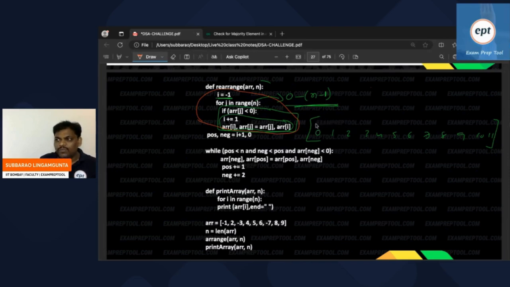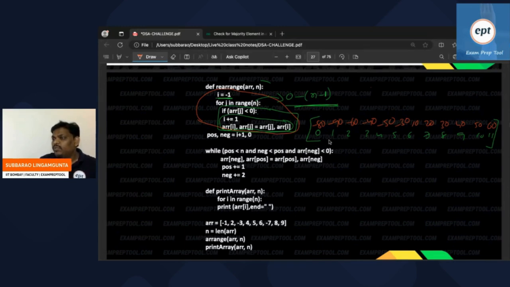Let us assume some numbers: -80, -90, -60, -40, -50, -30. Let me write now: 10, 20, 30, 40, 50, 60. After the partition algorithm, this is the behavior. And one more thing, listen, after the partition algorithm is over, observe one more thing.